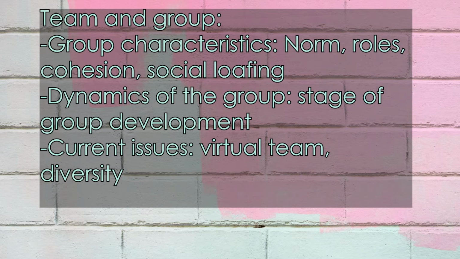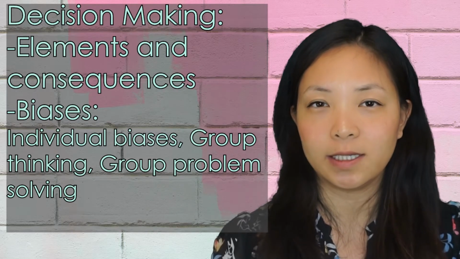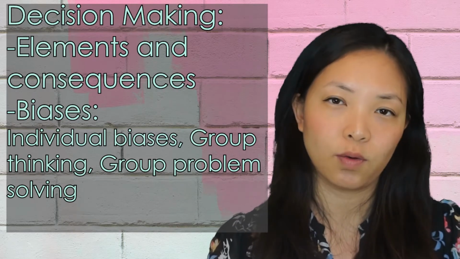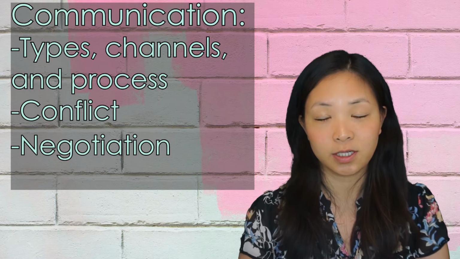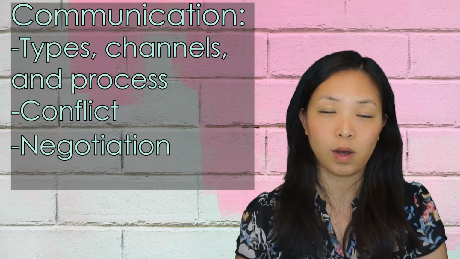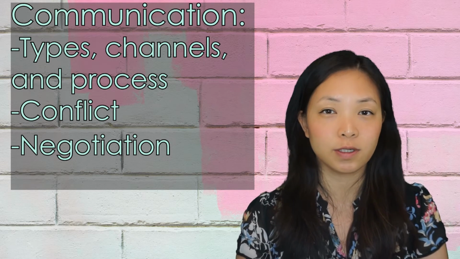Then we will talk about the dynamics such as the stages of developing a team. Then we will also discuss some current issues such as the virtual team. For decision making, we will talk about the decision making elements and consequences as well as the biases. For communication, we will talk about the communication types, channels, and processes, as well as managing conflict and negotiation.